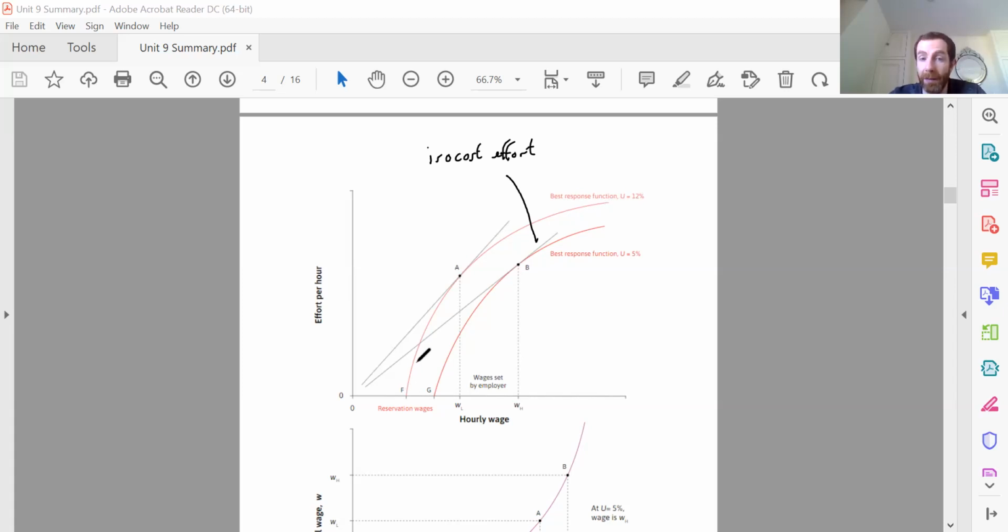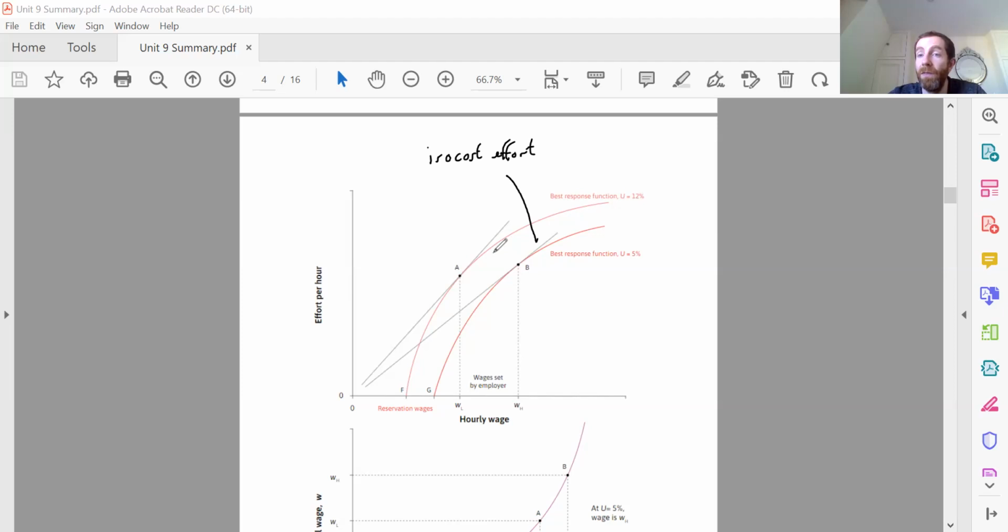But the second thing that's different is you can see at every wage level, compared to when we were at 5% unemployment, at every wage level, the effort per hour is higher. So when workers have a job, they're going to put in more effort per hour.